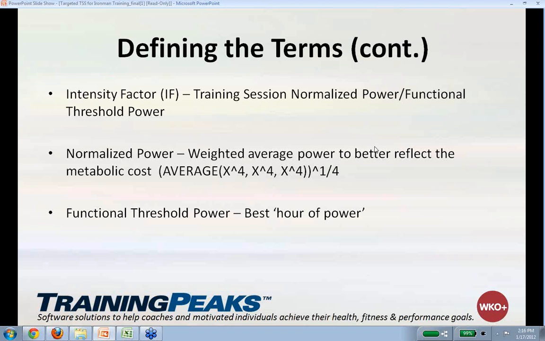Yeah, if you don't have a head unit that shows normalized power, then that can be a really useful way of getting an approximation of what the normalized is going to be after you download the work. And then that's just a little something to tell people too.